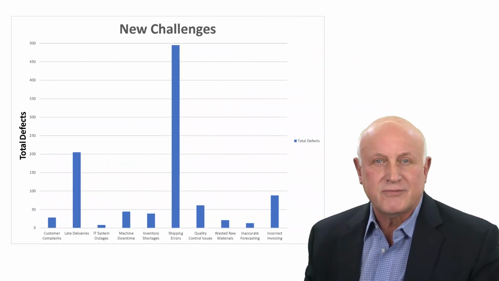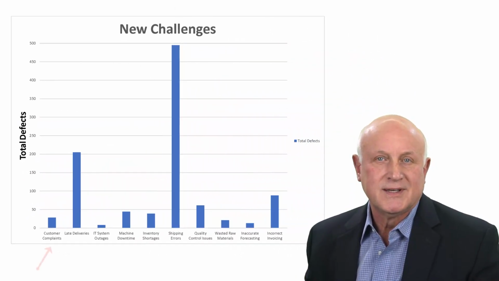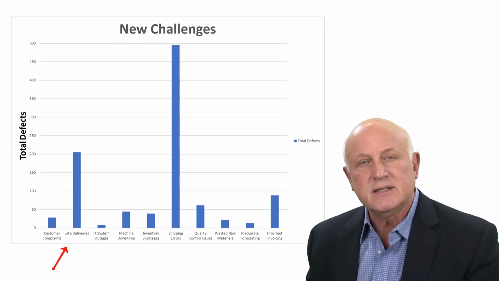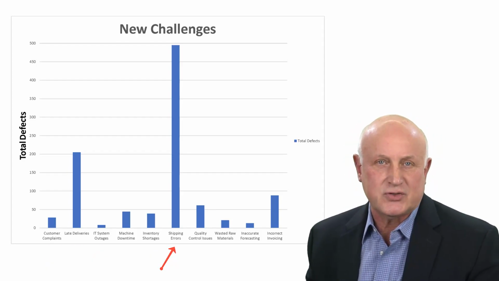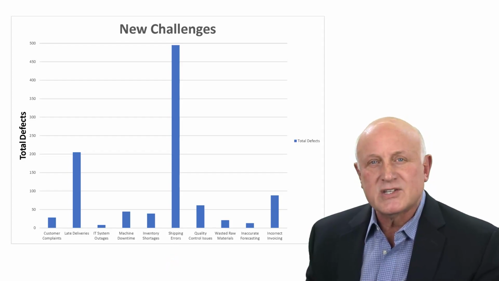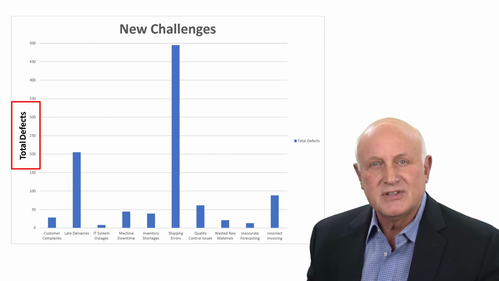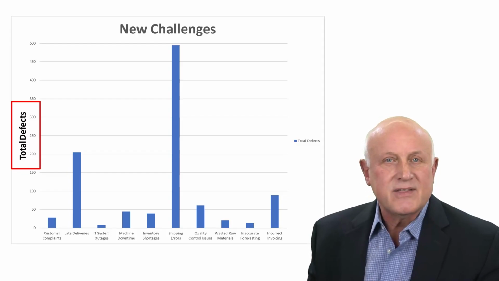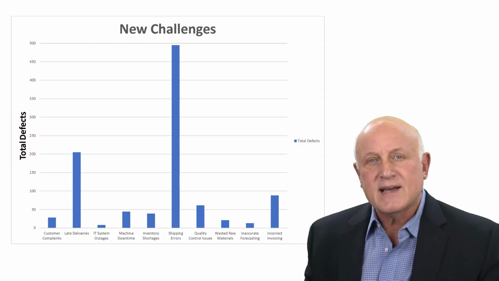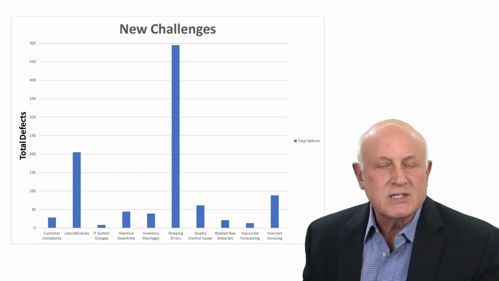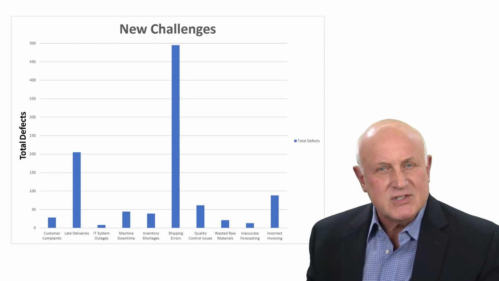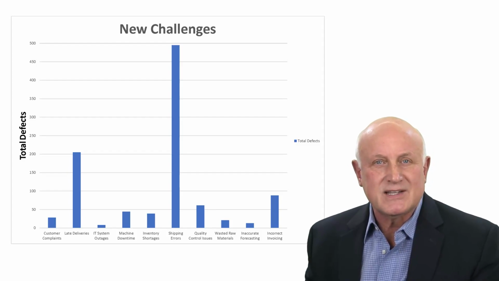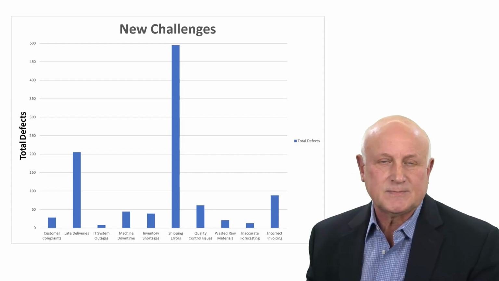So here's a bar chart of your basket of problems to solve. You've got customer complaints, late deliveries, IT system outages, shipping errors, etc., etc. On the y-axis on the left is a count of the defects for each category. Now this is just an example. The y-axis could be tracking money wasted, money lost, or dysfunctional work time. But for this example, let's just keep it simple and it's a straight count of defects.